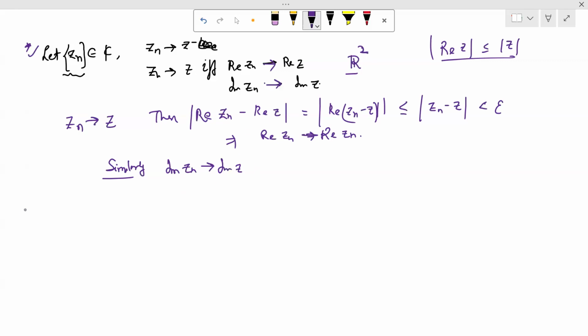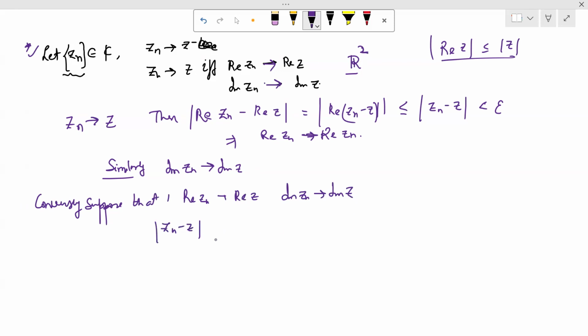Now, since it is an if and only if condition, conversely, what can you suppose? Conversely, suppose that the real part of Zn converges towards the real part of Z, and the imaginary part of Zn also converges towards the imaginary part of Z. Then let us think about this. Let us think about the modulus of Zn minus Z.